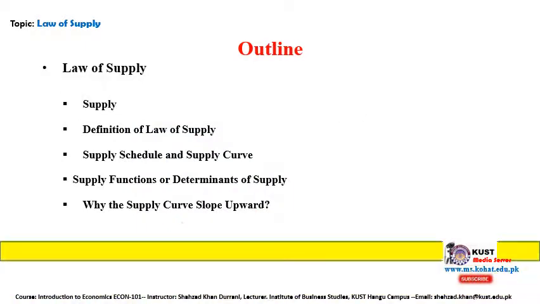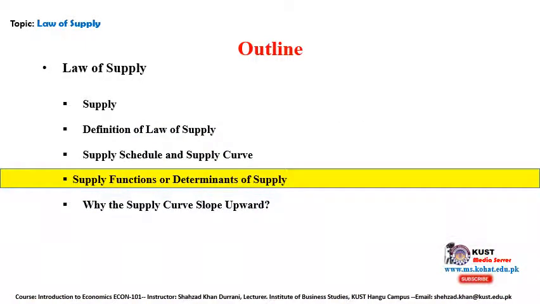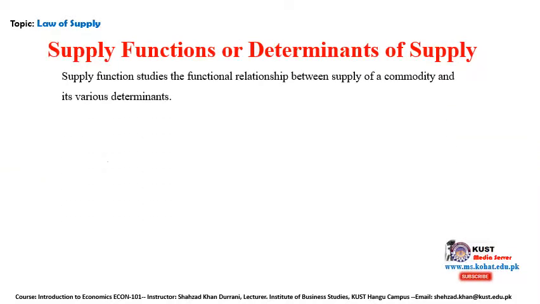Now we will move to supply functions or determinants of supply. What are some of the determinants or functions, right? So supply functions study the functional relationship between supply of a commodity and its various determinants, right? So now we are talking about the things other than the price, the determinants, for example, also called supply functions.